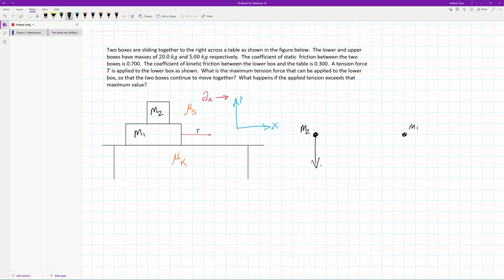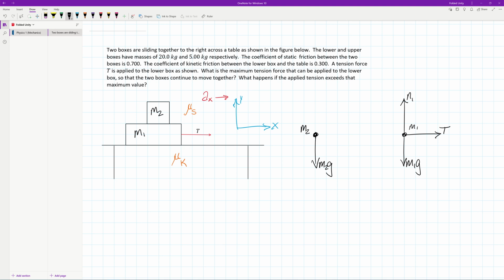That's going to be directed straight down. It'll be an M2G for the M2 box and an M1G for the box on the bottom. Now, let's go ahead and throw the tension force T, which acts to the right on the bottom box. And there needs to be some force holding the bottom box up. That's going to be a normal force, and it's coming from the table.